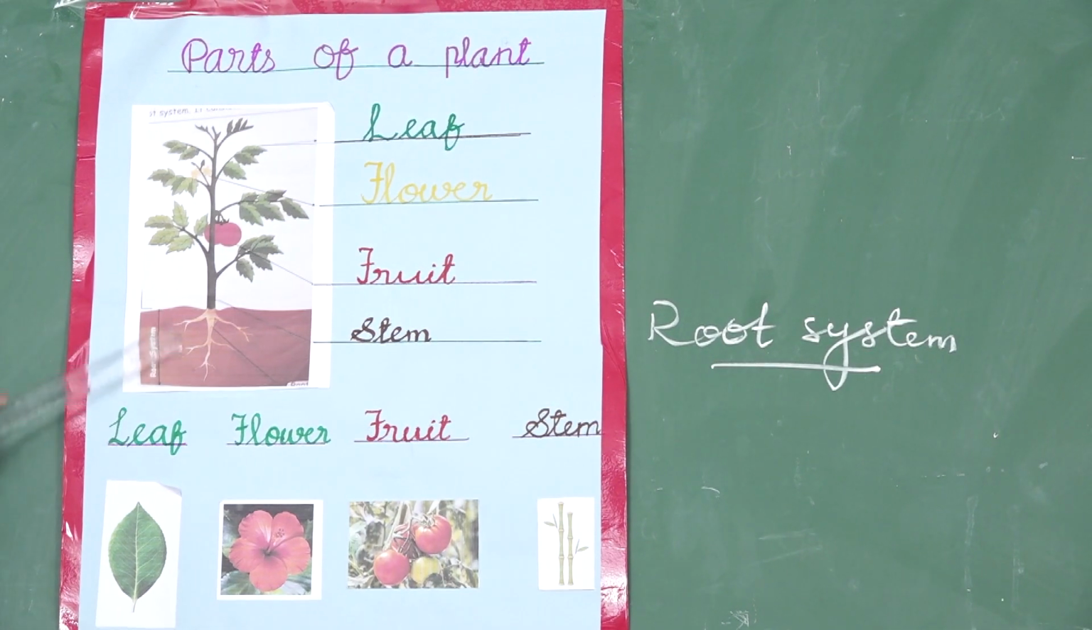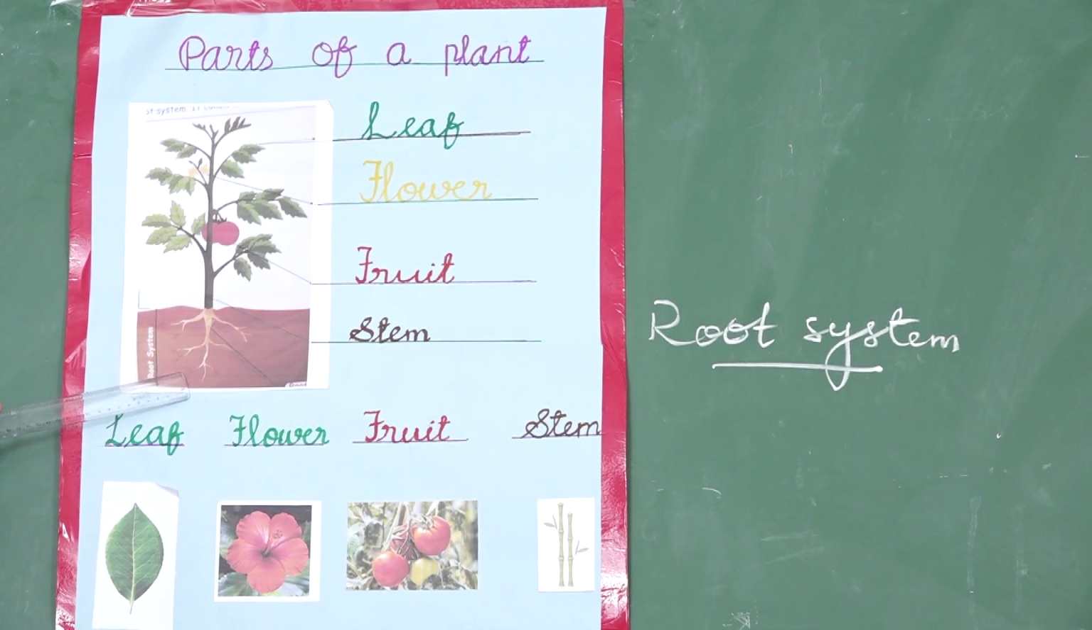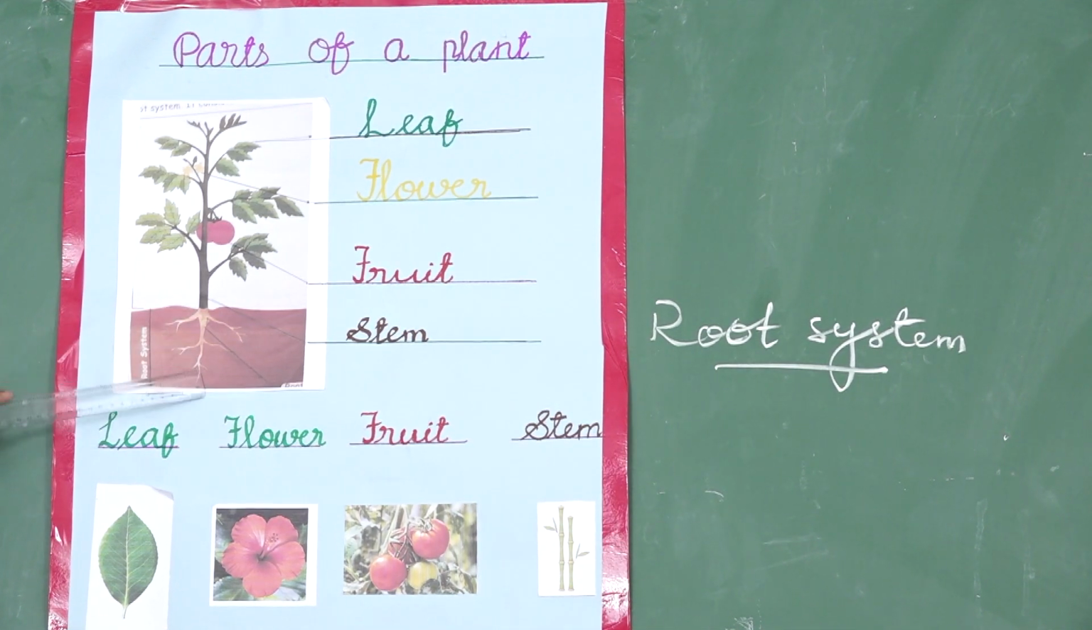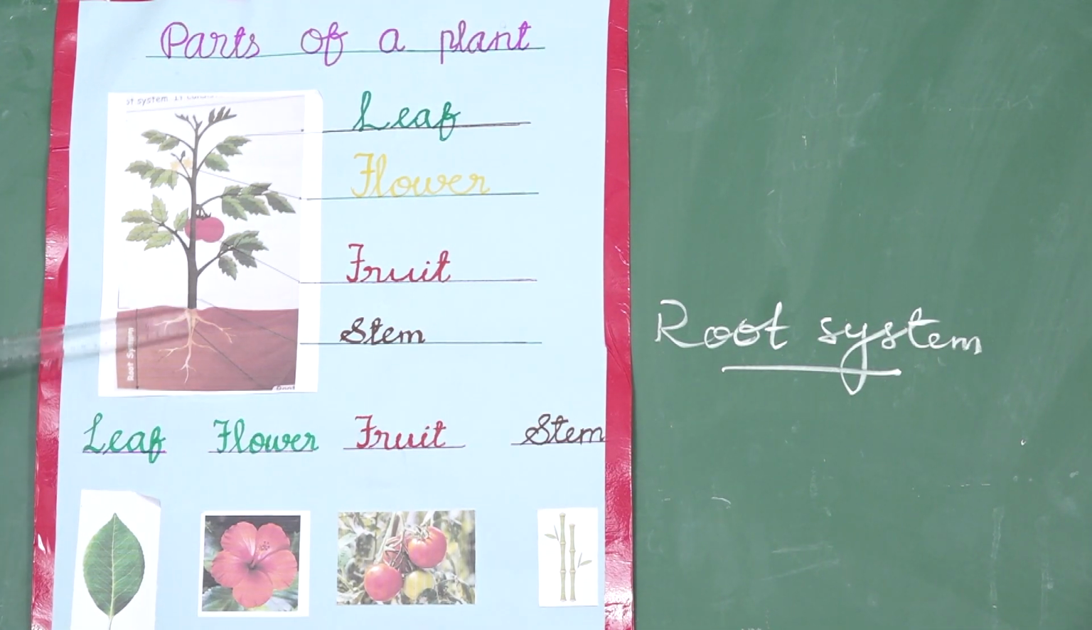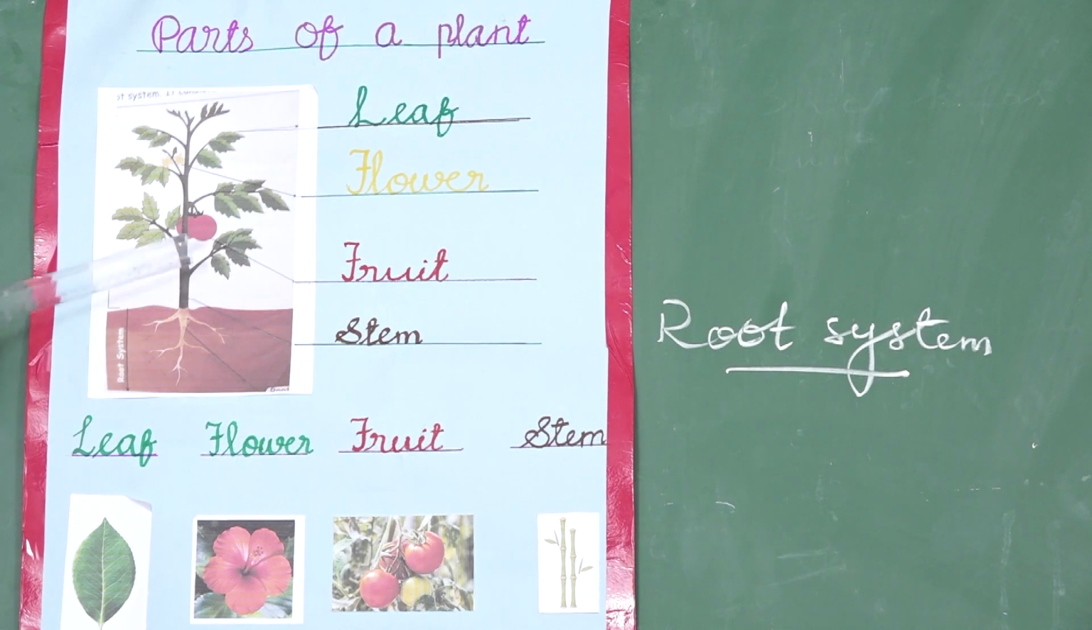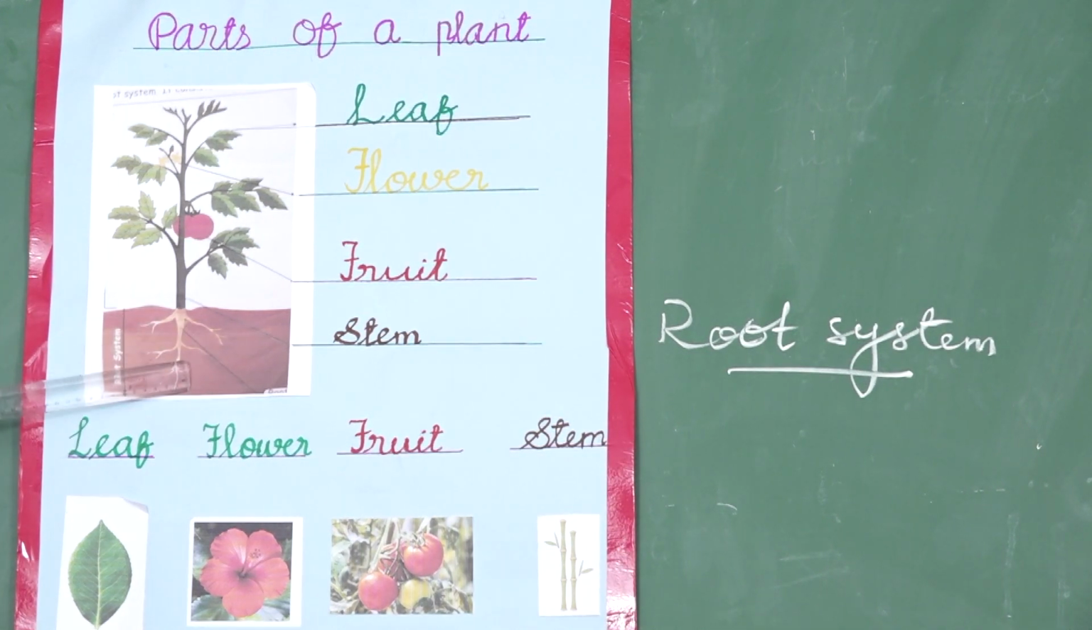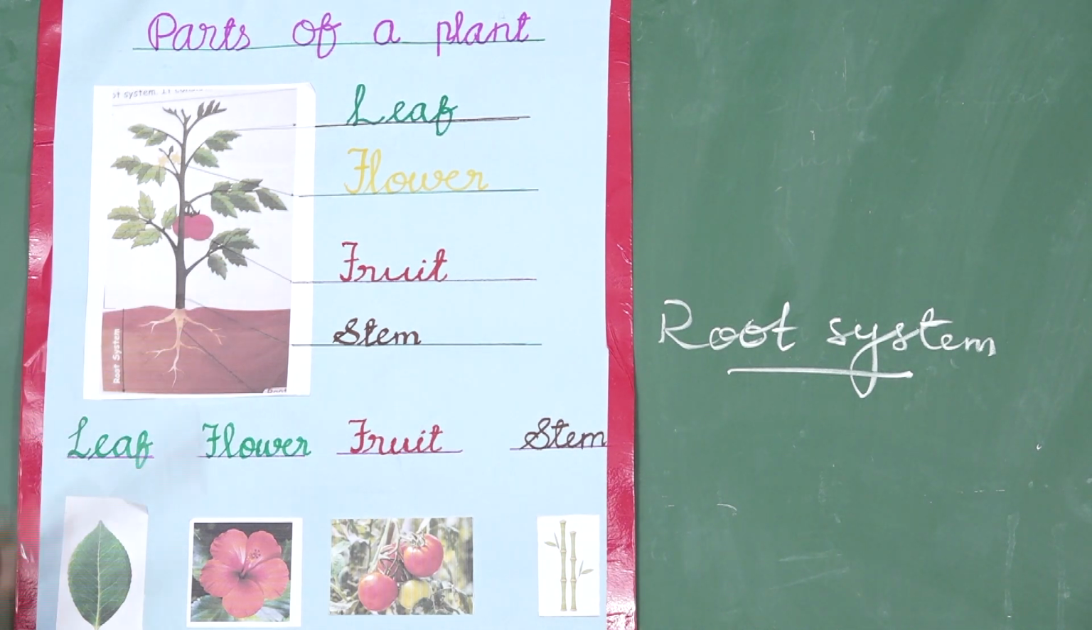What is the root system? The part of the plant that grows under the ground is called root system. What are the functions of the root? It absorbs water and minerals from the soil. It fixes the plant in the soil.